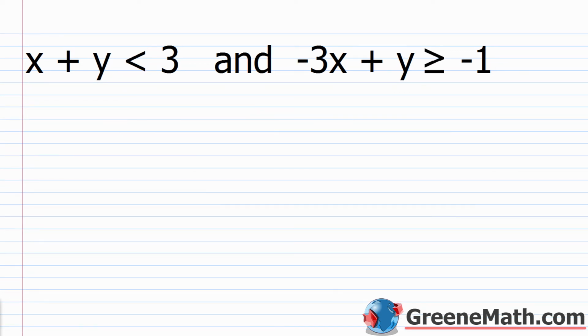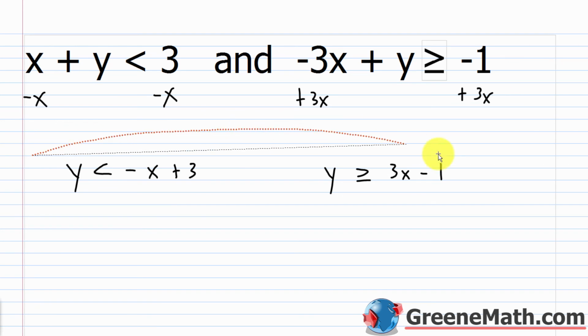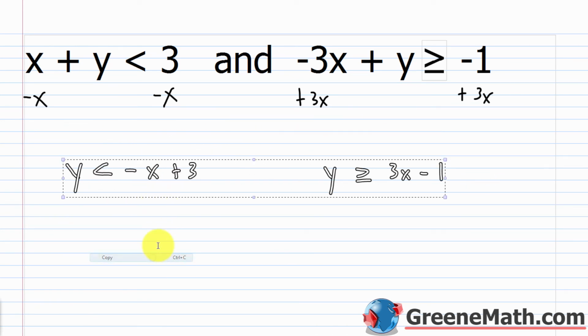So let's start out by subtracting x away from each side over here. So that's going to give us y is less than negative x plus 3. And then for this guy over here, I'm going to add 3x to each side. So that's going to give us y is greater than or equal to 3x minus 1. So let's go ahead and take these two down to the coordinate plane. We'll just copy them. And we're going to graph each one separately. And then we're going to look for the overlap of the two graphs.